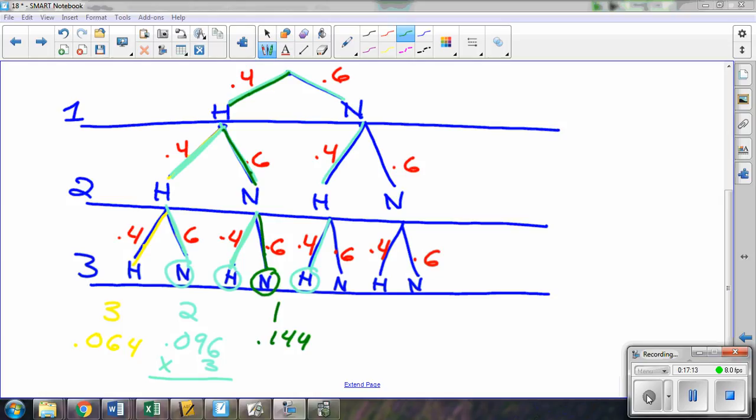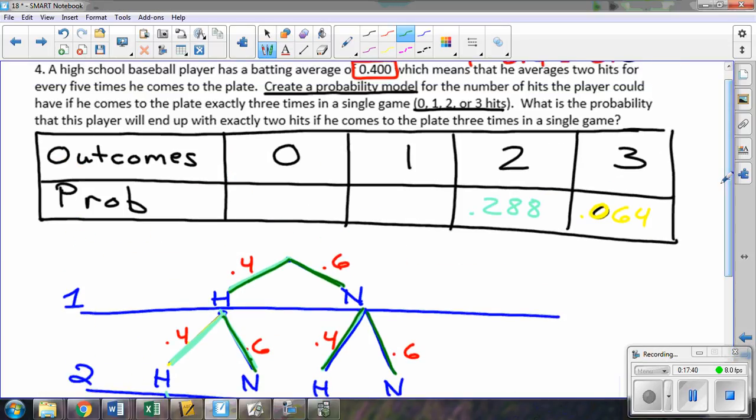Now we would also note that there is the path of no hit, hit, no hit, which is a second path. And then there's also no, no, hit for a third path. So just like before, we'd multiply it by 3. So we'll scroll up and write that one down.